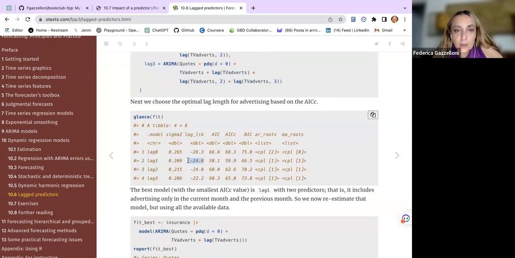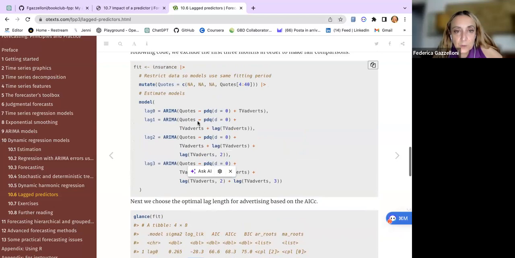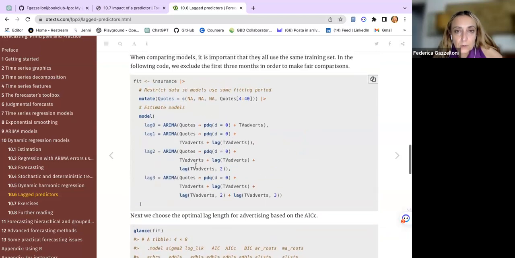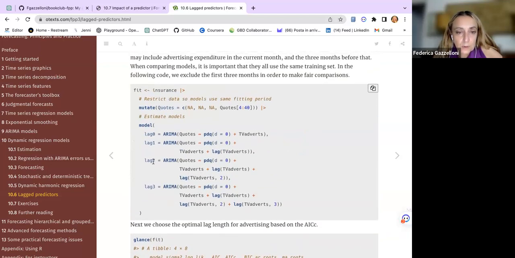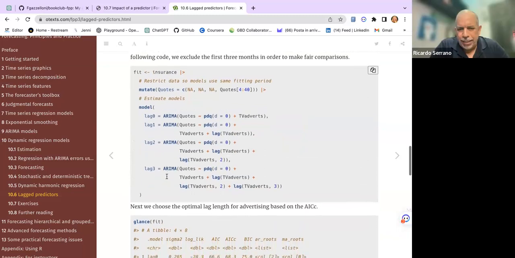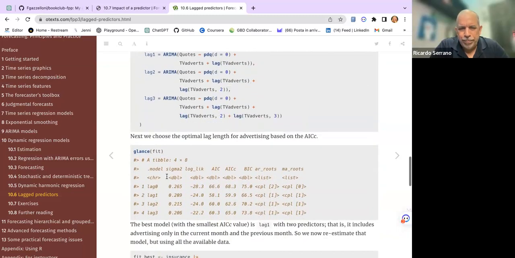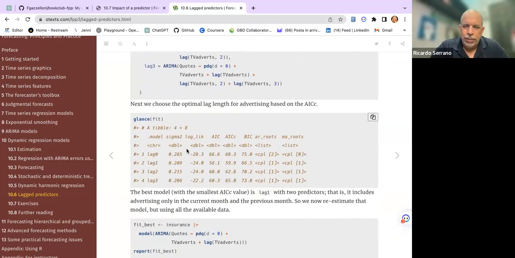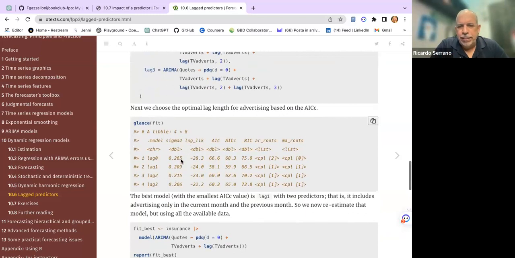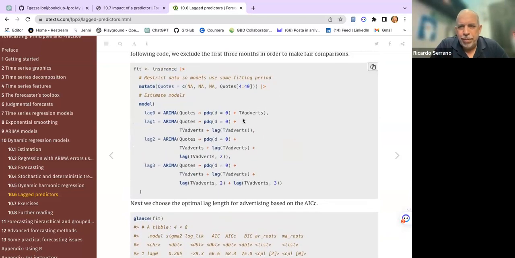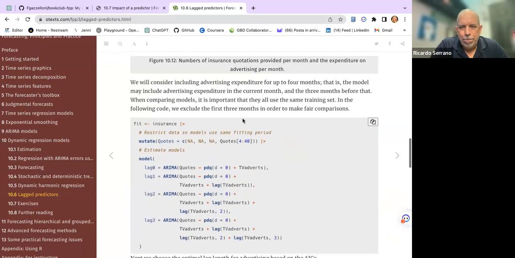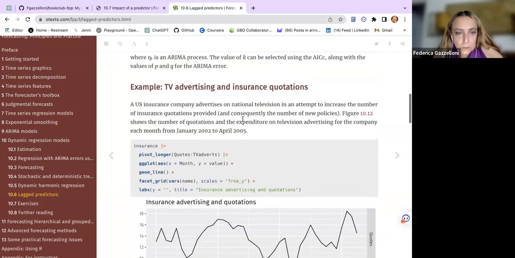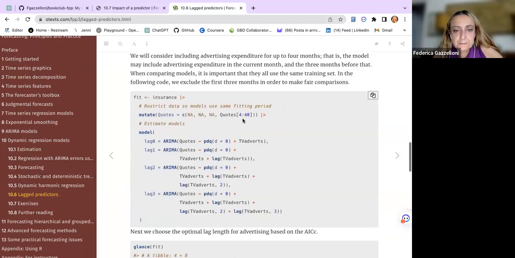And so there is a log link function because we use the log. Yeah, it says that the model with lag one, in other words, lag zero and lag one, is the one with the smallest corrected AIC. Right. Okay.